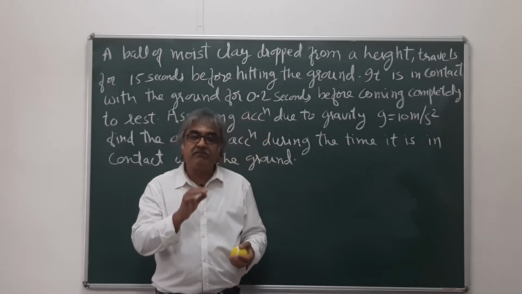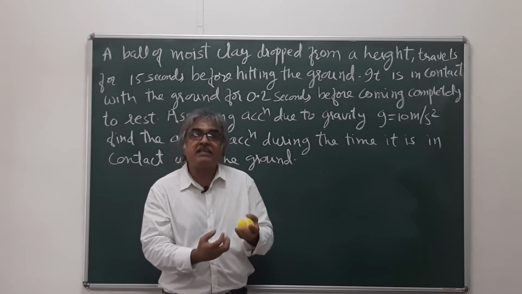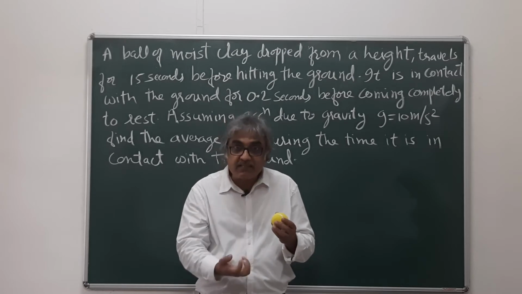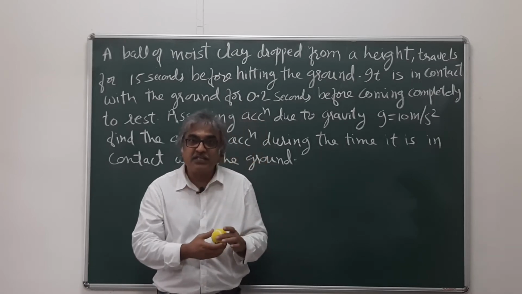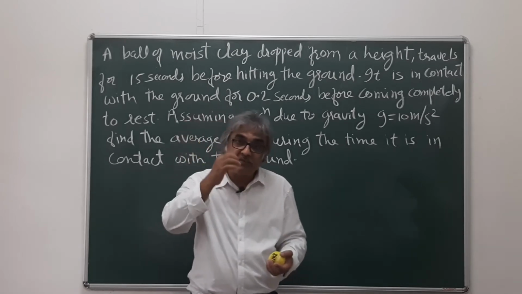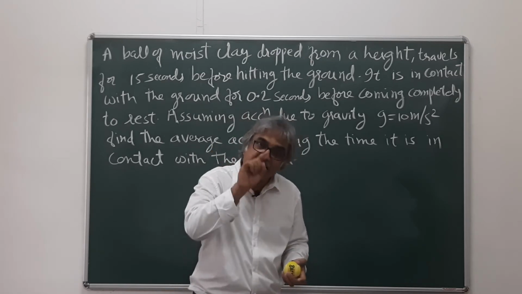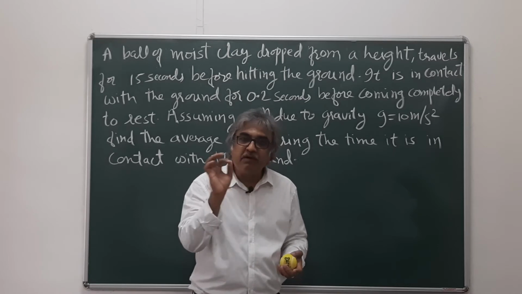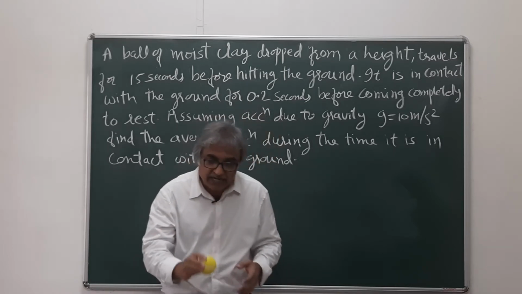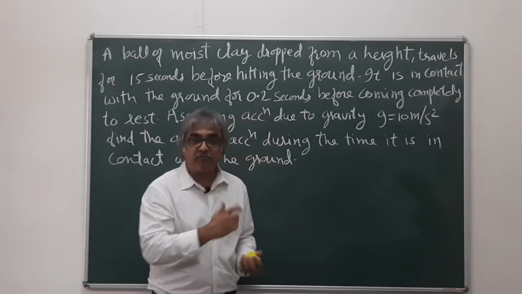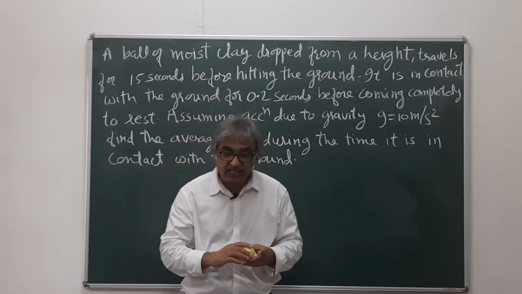As long as the ball is moving under gravitational acceleration, that is what is final. So final velocity is the velocity with which it is hitting the ground, just before hitting. Please have this in mind. That's point number 1. And in this problem, this ball is a clay ball.